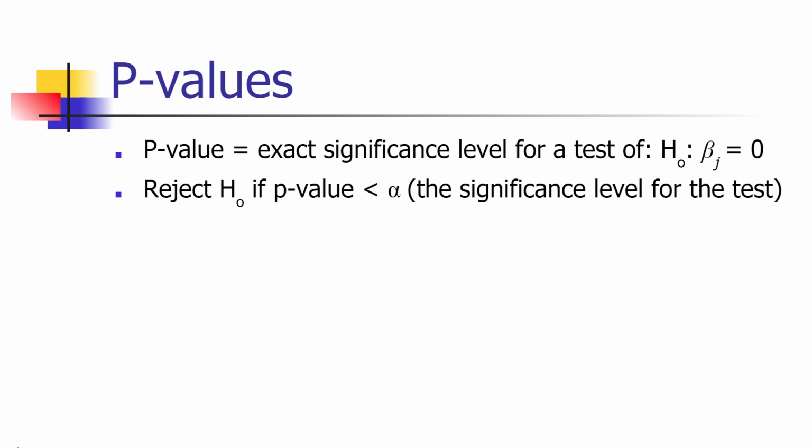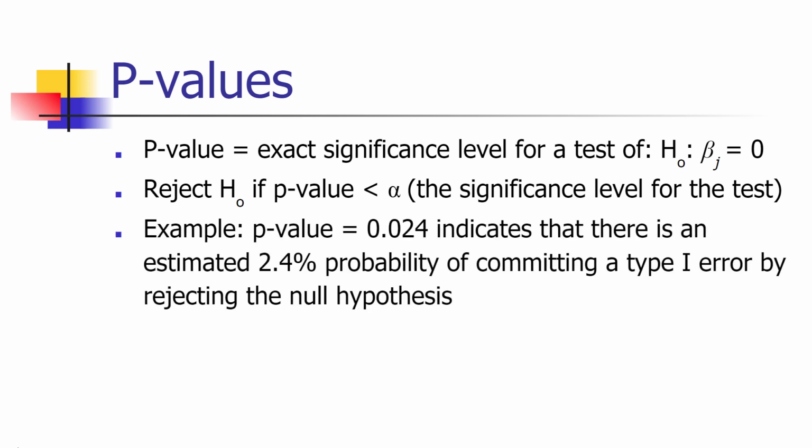In other words, if the p-value equals 0.024, that tells you, given the t-ratio that you've estimated, there's an estimated 2.4% probability of committing a type 1 error. If you were willing to accept up to a 5% chance of an error, then you would reject that null hypothesis. On the other hand, if you're using a 1% significance level, you would not reject if your p-value is 0.024.